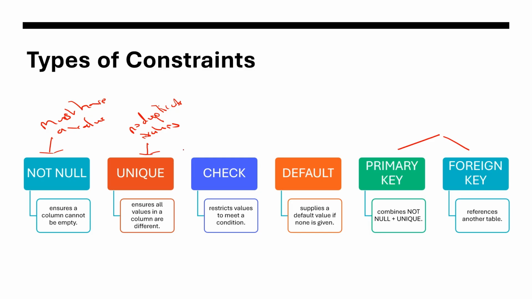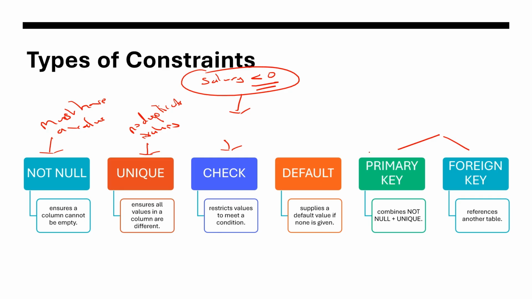There is a check constraint as well. What is a check constraint? It is a condition that the value must meet. For example, if I say do not allow a salary less than zero, you can do that through the check constraint, where negative values are not allowed. So it restricts values to meet a condition.